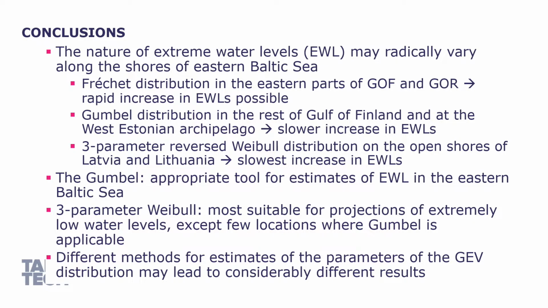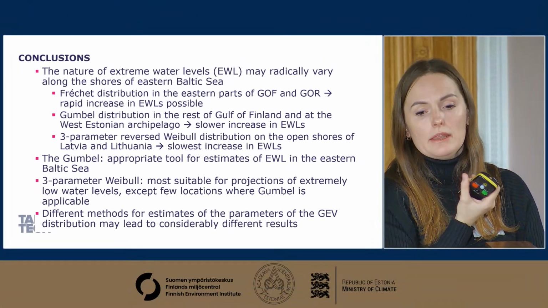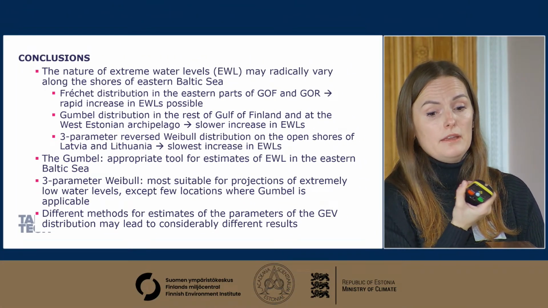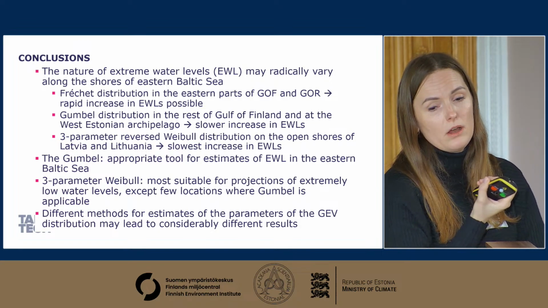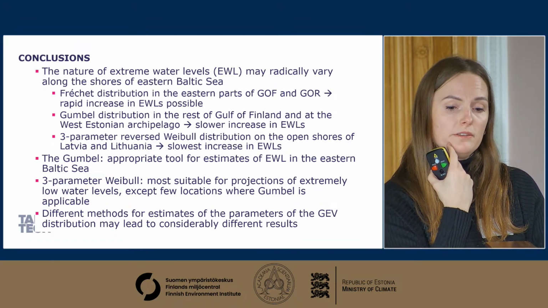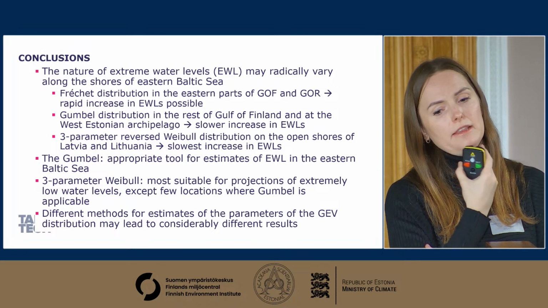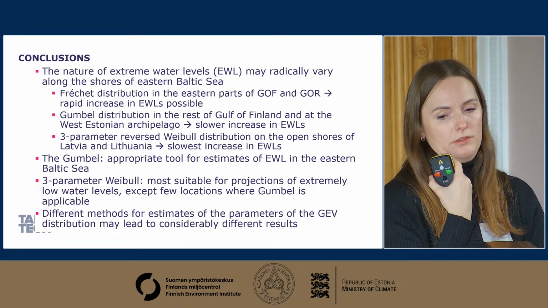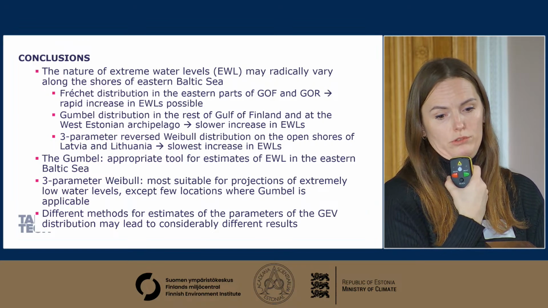And to conclude, the nature of extreme water levels may radically vary along the shores of the eastern Baltic Sea. In the eastern parts of Gulf of Finland and Gulf of Riga, the extreme water levels seem to follow Frechet distribution, and therefore they may exhibit rapid increase in time. In the rest of Gulf of Finland and at the West Estonian archipelago, the increase is smaller but still existent because of Gumbel distribution. And on the shores of Latvia and Lithuania, the increase of extremes is the slowest because of presence of Weibull distribution.